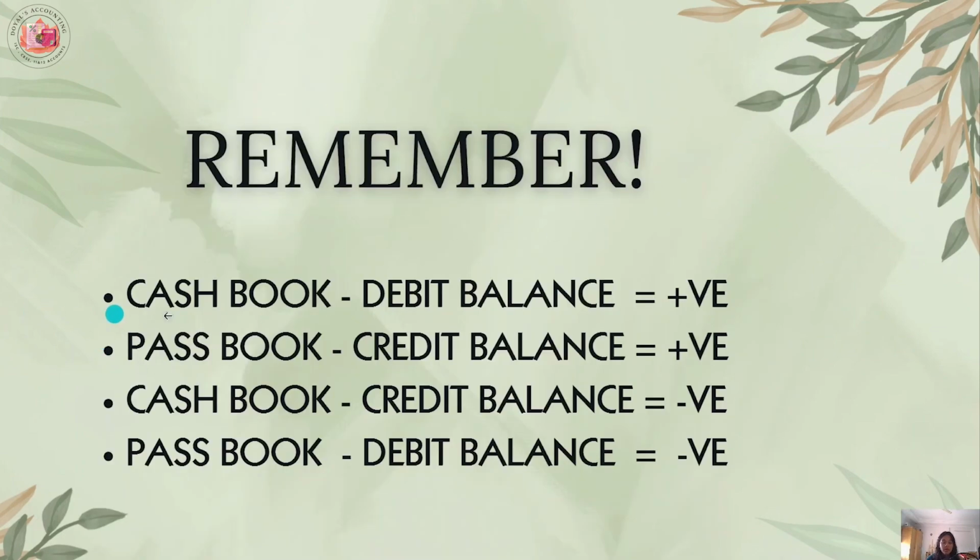Remember, your cash book debit balance is positive. That means money is coming in. And in our passbook, credit balance is positive, which means money is coming in. Similarly, cash going out in my cash book will be a credit balance, which is negative. And in my passbook, cash going out will be debited. So the cash book and the passbook are opposites.